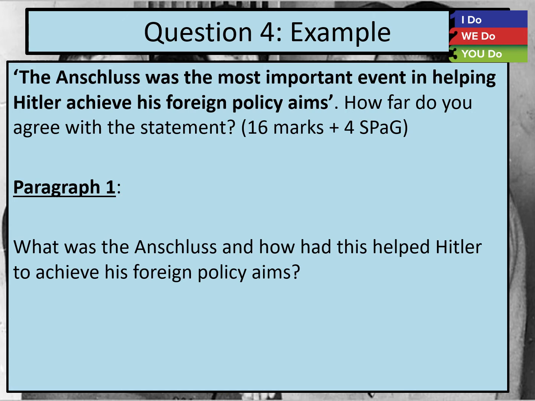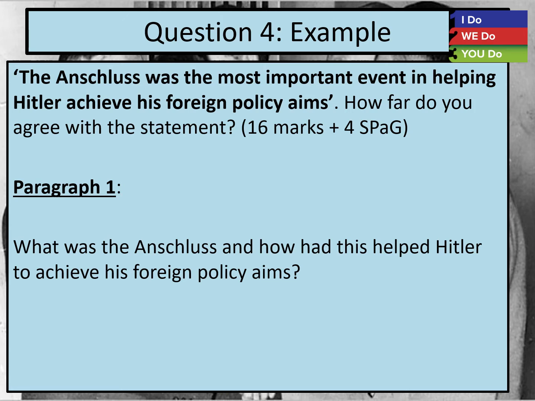So that's the bit where we're kind of telling you about the events, but then you need to make sure you're linking it back to the statement. You're thinking about how that helped Hitler achieve his foreign policy aims. So what you talk about there is, well, the first thing it did was it allowed him to help abolish the Treaty of Versailles.